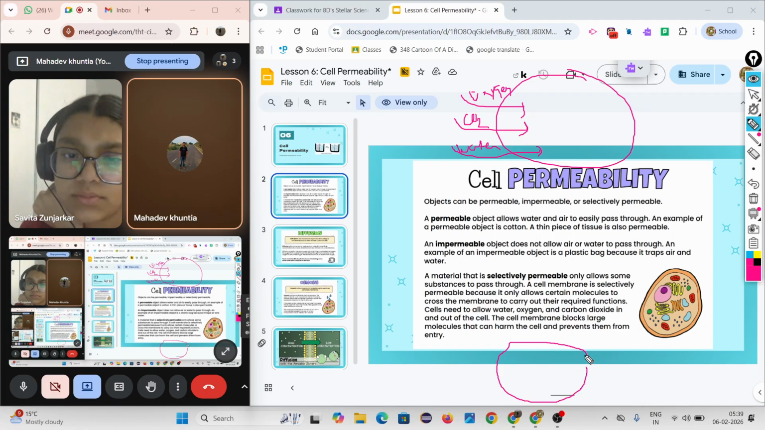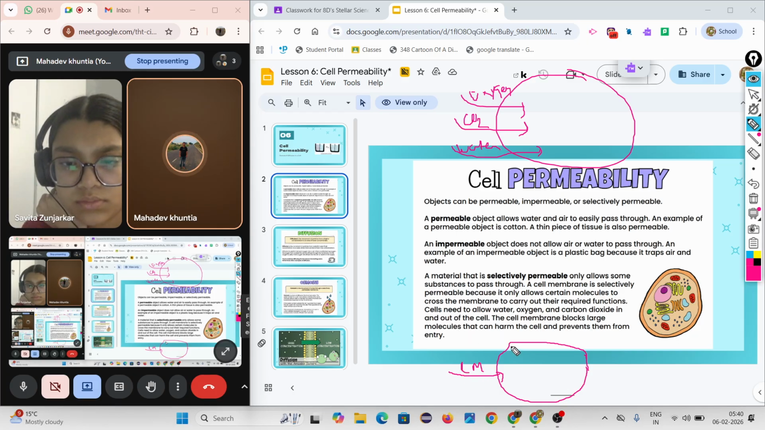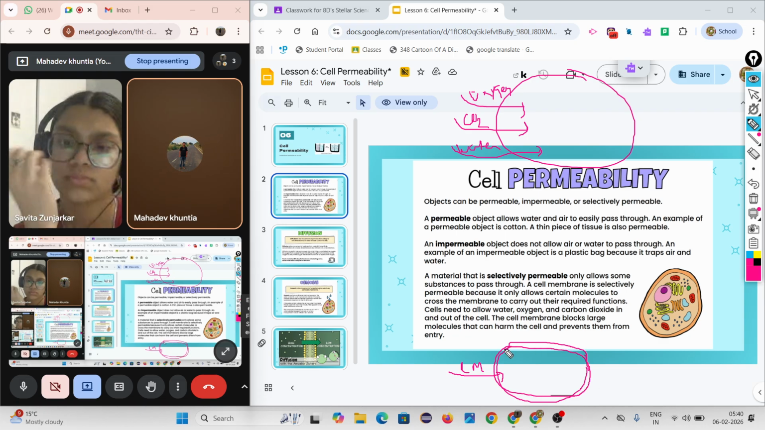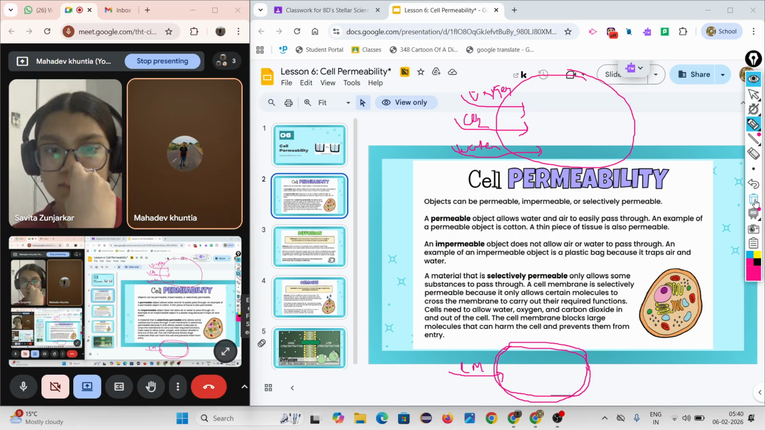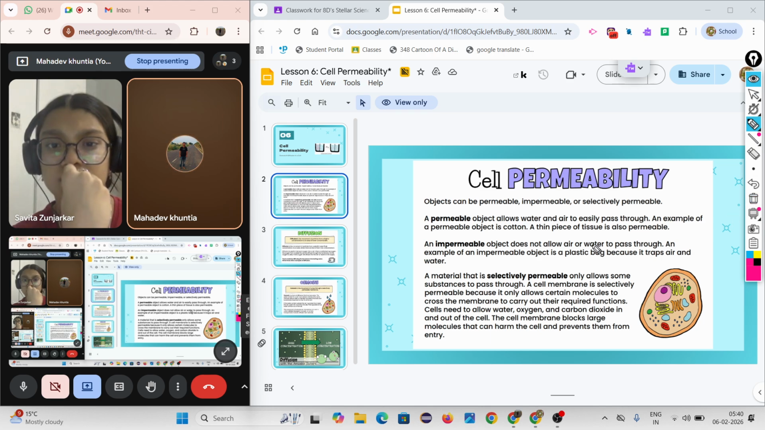Look, the next thing is there are some substances which can never pass through the cell membrane. Like, the cell membrane blocks large molecules that can harm the cell; they cannot pass through the cell membrane. Do you understand what I'm trying to teach you?